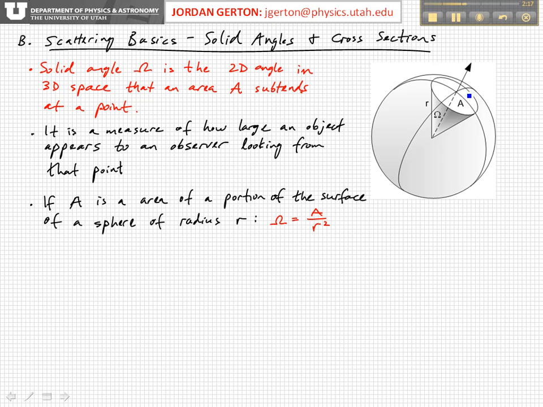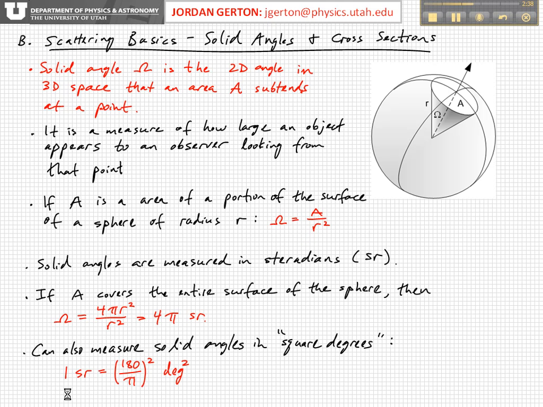and the sphere has a radius r, then the solid angle omega is defined to be that area A divided by r squared, the radius of the sphere squared. Okay, so a few details. Solid angles are measured in steradians, and that's just the unit of a solid angle.